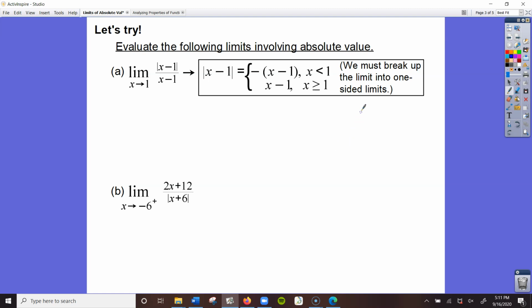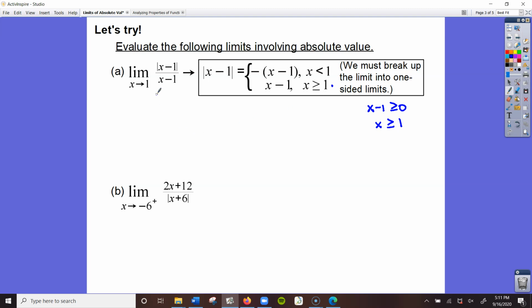And how I found that was exactly what we did in the previous slide. I just took the absolute value part and made it greater than or equal to 0 and solved for x. So for the positive x minus 1, that's when we use x is greater than or equal to 1. And then for the negative, I went ahead and switched the inequality, and that's for when it's less than 1.